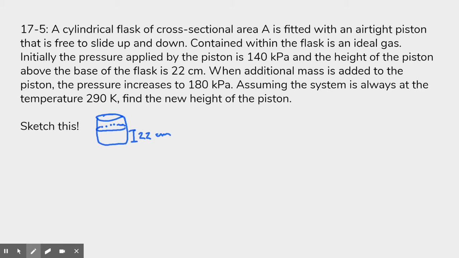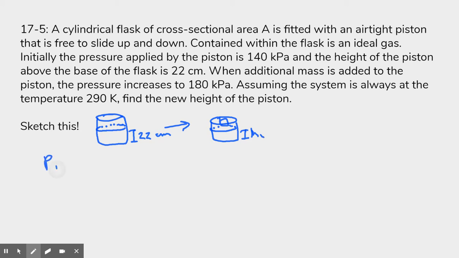And then after, we're going to add some kind of mass to the top of our piston. And that's going to cause the height to decrease. So some height is what we have afterwards. We want to know this new height of the piston from the base of the cylinder. Okay, so we see that the pressure is changing. And if we see that this space within the cylinder is changing, that would be volume.